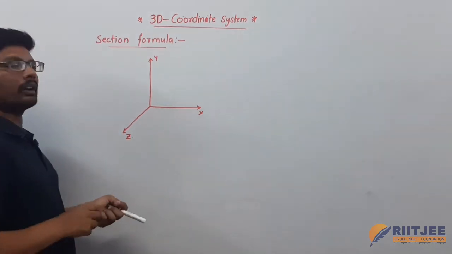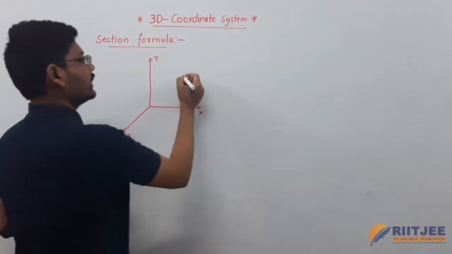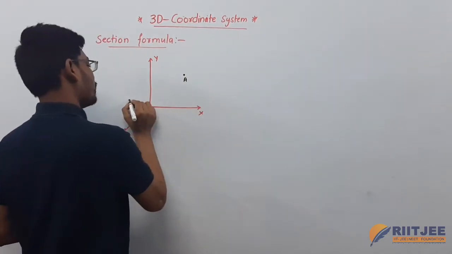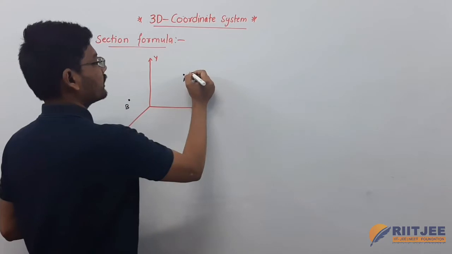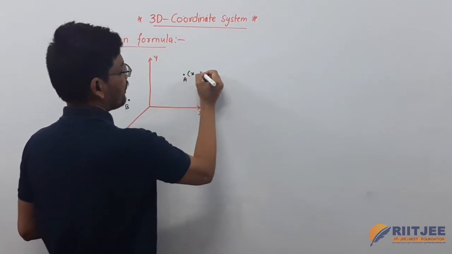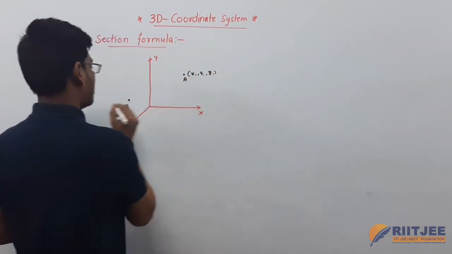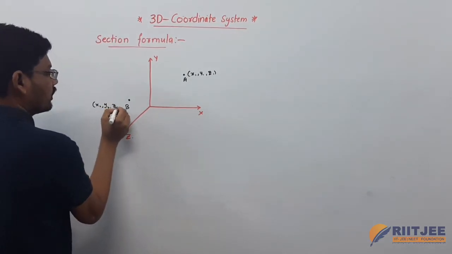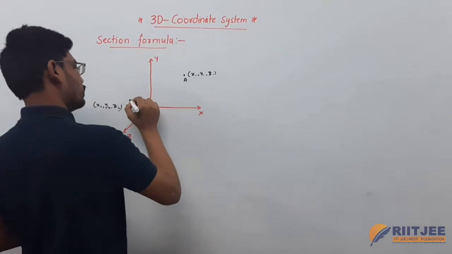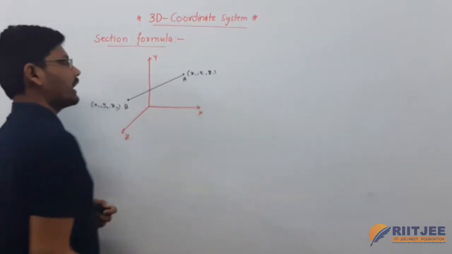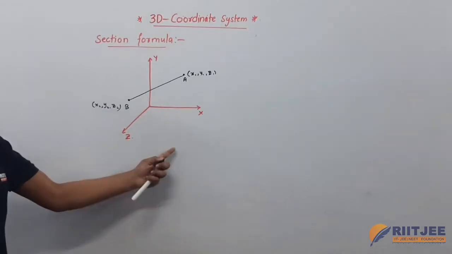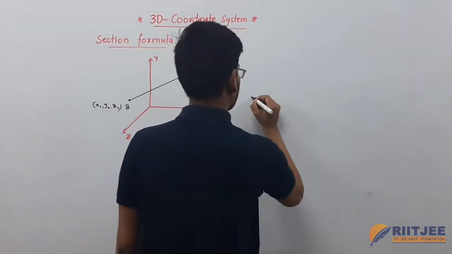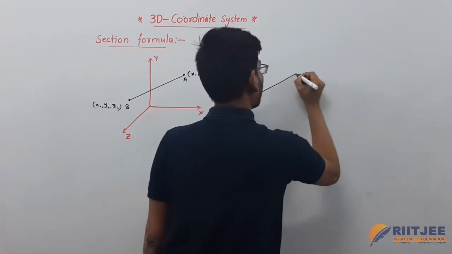So I am taking 2 points in 3D coordinate system. This is point A, and here one more point, that is B. This point is x1 comma y1 comma z1, and this point is x2 comma y2 comma z2, and if you join these 2 points A and B, we are making a line. This line is in the 3D coordinate system.